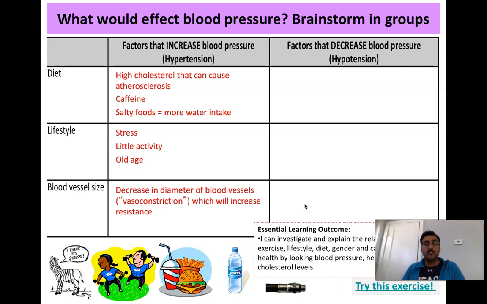So the more salty food you eat, the more water you drink, the more water is in your blood plasma, the higher your blood pressure will be. Lifestyle factors, stress. Like when you're stressed all the time, your blood pressure is higher. You are in a sort of stage of fight or flight, and you've got hormones pumping through your blood that are increasing blood pressure, ready to act or run at any point.